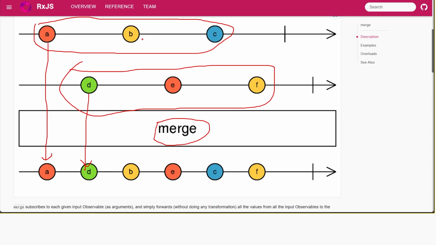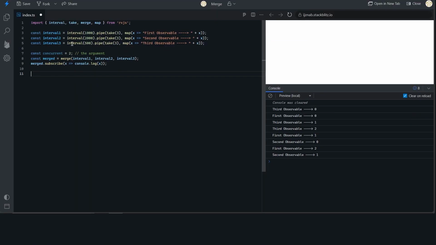Whatever and whenever a value is emitted from an input observable, that value is given as an output from the merge operator. So it doesn't do any transformation or any fancy stuff. It just flattens the data and gives the data as an output. That's it. Let's see an example.